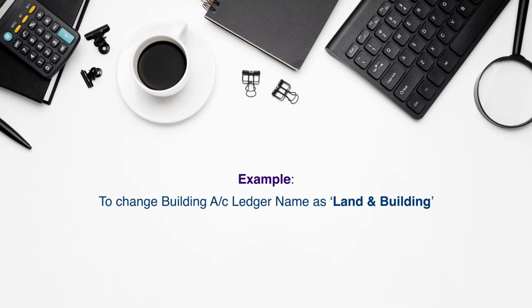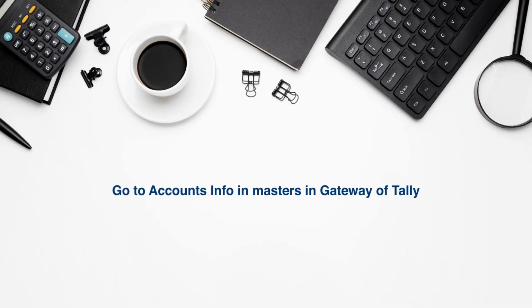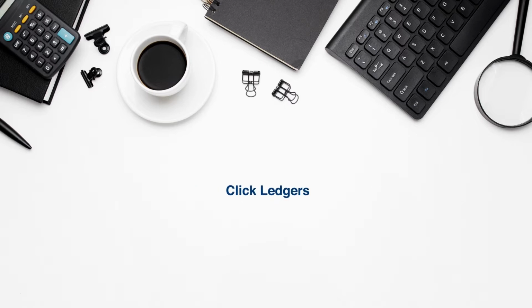Suppose you have created a ledger before with the name building, but the name should have been land and building. So now you want to alter the details. Let us understand how to alter this detail. You will go to account info in the masters in the Gateway of Tally. As already told, you will again go to ledgers in the account info. Then you will go to single ledger. Within single ledger, you will see options like create, alter, display. Since we are doing the alteration, we'll select alter.